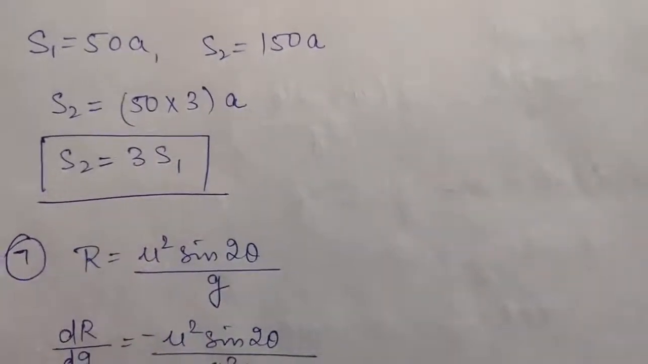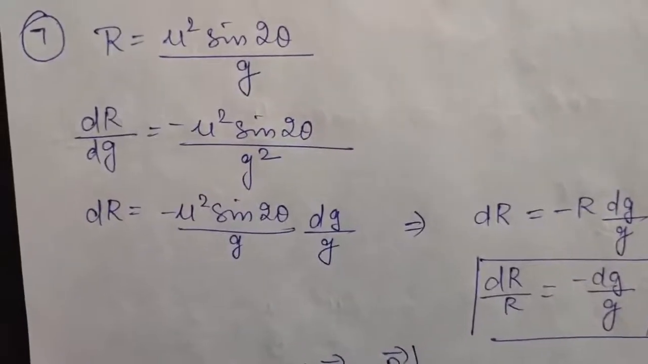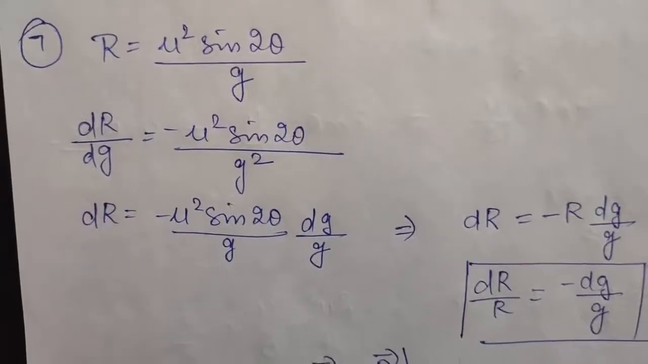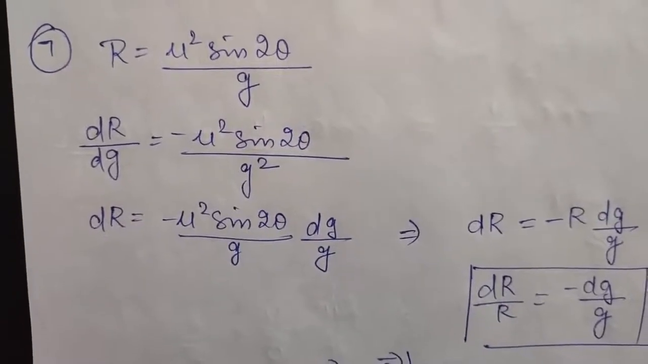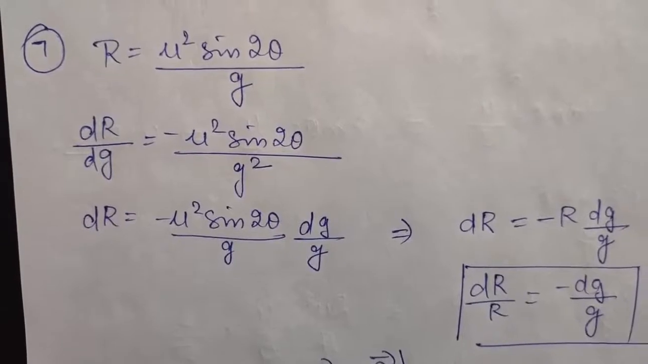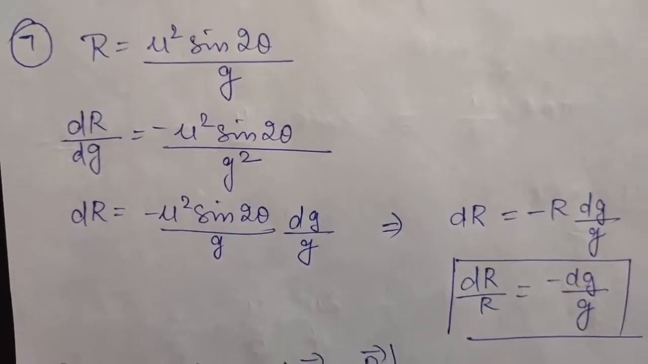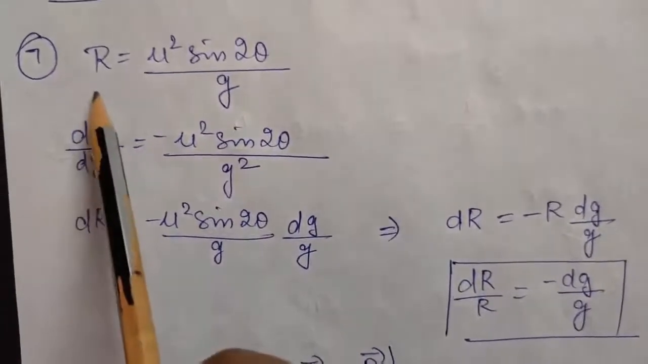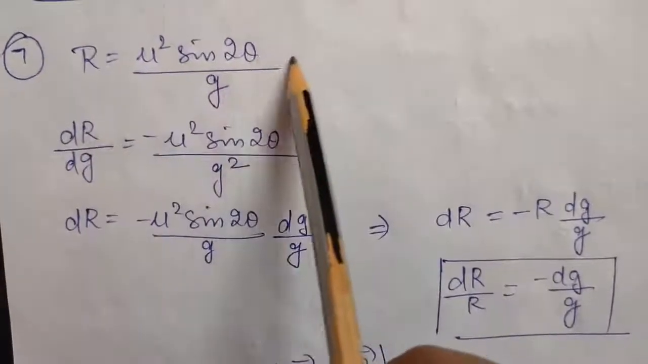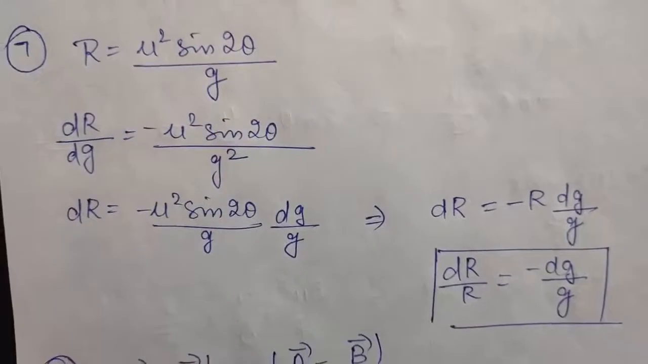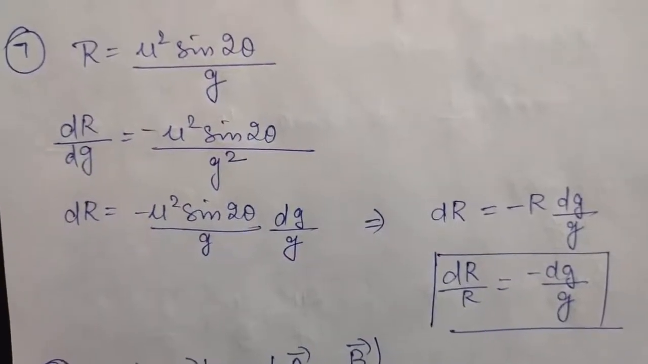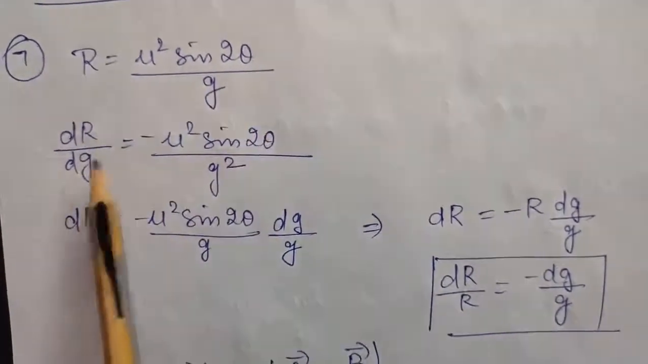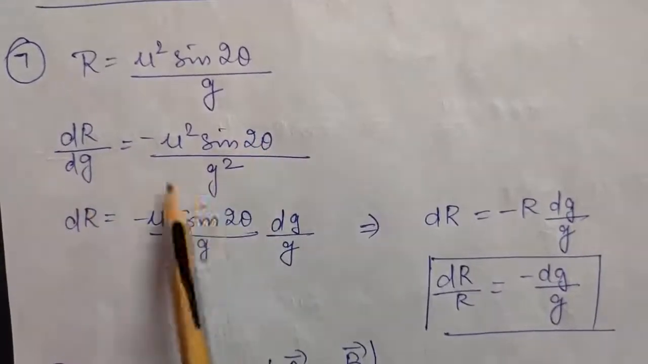Okay. In question number 7, it is given if a projectile has a constant initial speed and angle of projection, find the relation between the change in horizontal range due to the change in acceleration due to gravity. So now you know the formula of horizontal range is u squared sine 2 theta upon g. So as you are asked the change in r with respect to g, we will just differentiate it. When you differentiate it, you will get this.